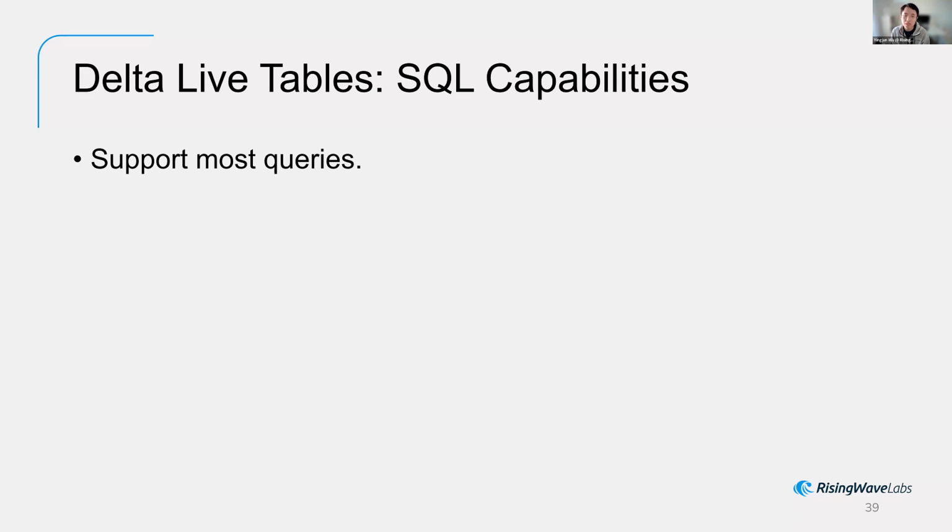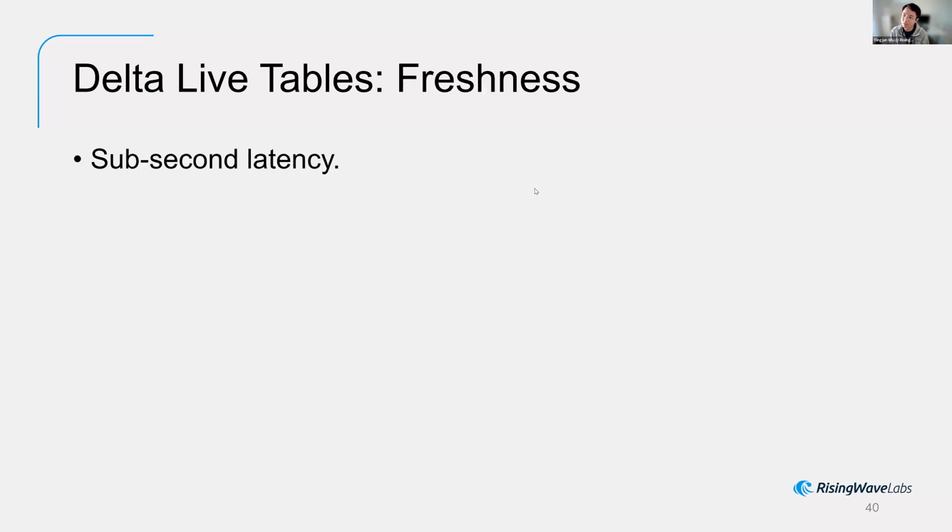And then do computation. But for Databricks, well, for Spark, we definitely support lots of queries, and most of the queries, I have to say. For Delta Live Table, yes, similar to Spark streaming, they support most of the queries. In terms of freshness, because they use Spark streaming as the underlying execution engine, it actually supports sub-second latency, which I think is probably the best case.